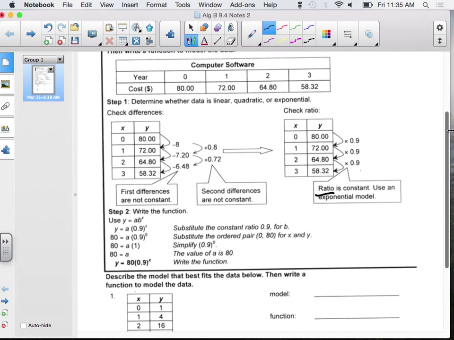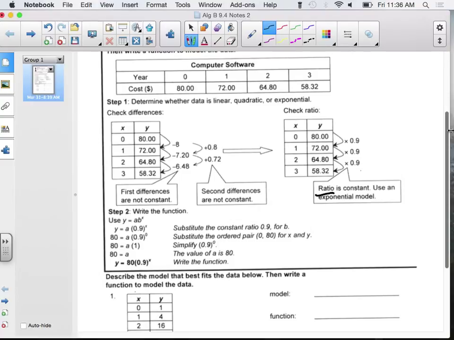So, to decide if it's linear, quadratic, or exponential, we do what first? If we're trying to check if it's linear, what do we do? Look for a common first difference. So, linear models, if there's a constant first difference, then that'll represent a linear. If there's a constant second difference, that'll represent a quadratic.